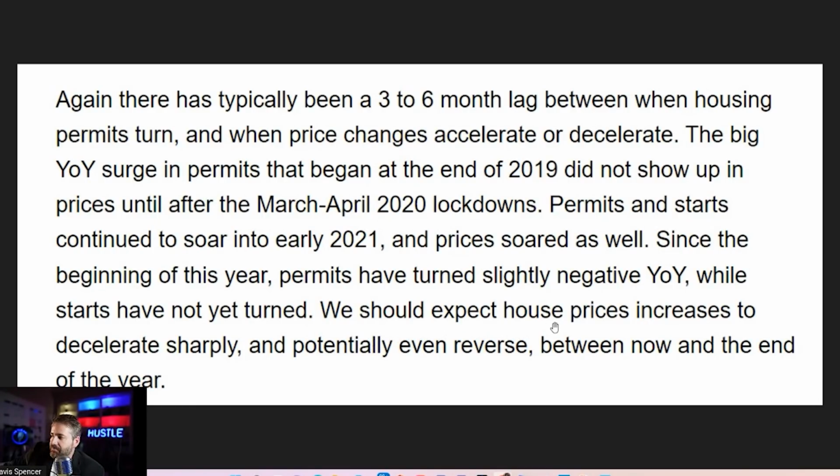We should expect house price increases to decelerate sharply and potentially even reverse between now and the end of the year. So did you guys hear what that just said? Between now and the end of the year, essentially home prices and home values are going to hit a wall. And between now and then, we're going to start seeing a drastic slowdown. But not only that, in some areas we're going to see negative equity. And I believe in almost all areas, we're going to see negative equity starting at the end of this year.